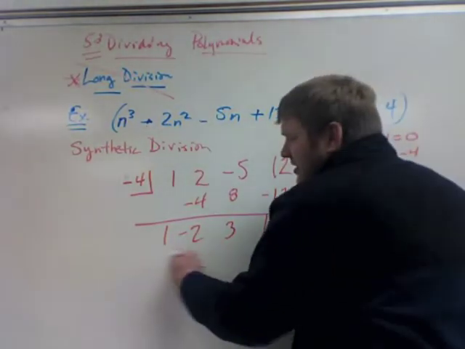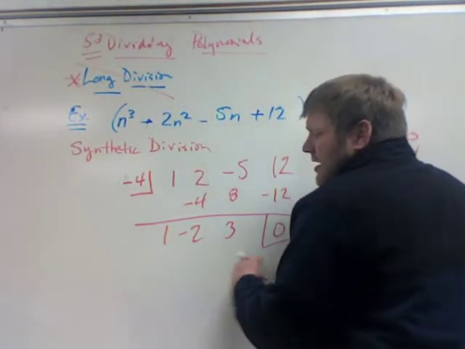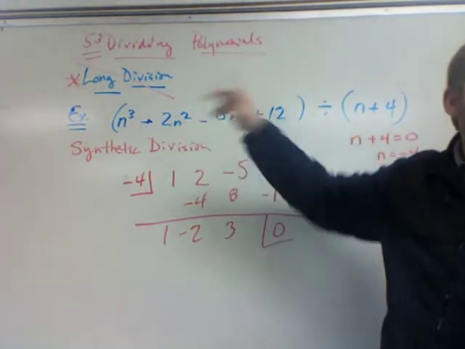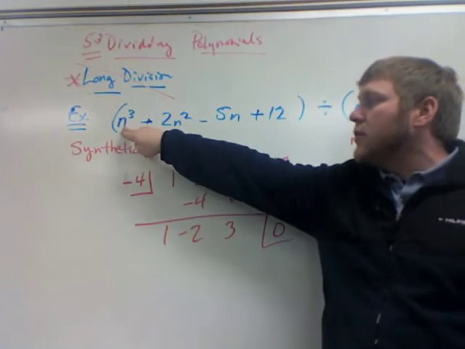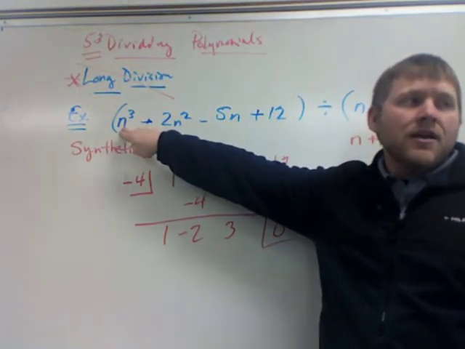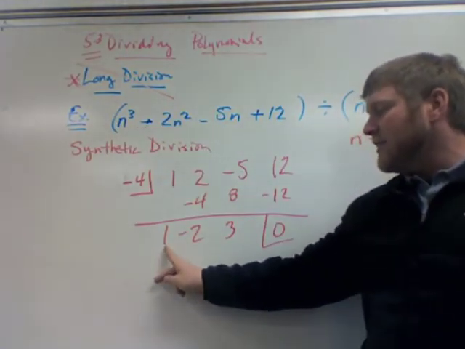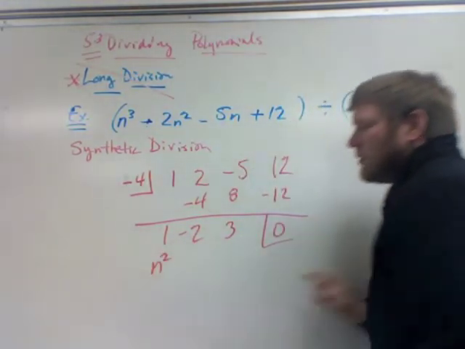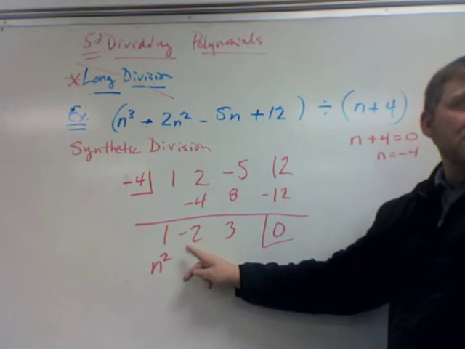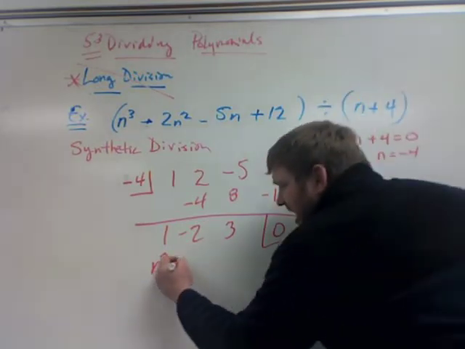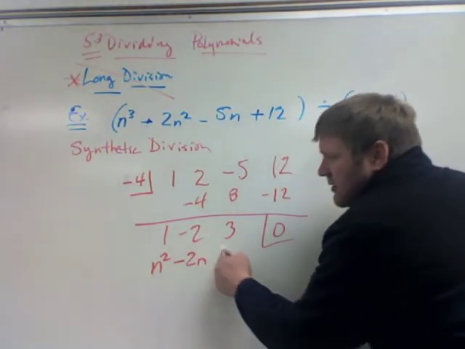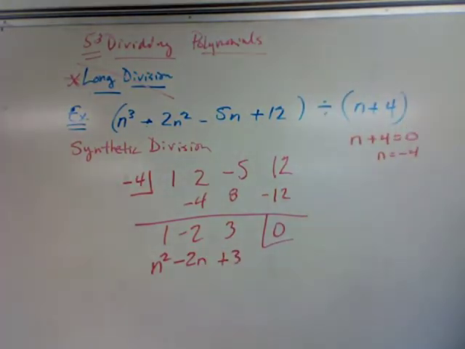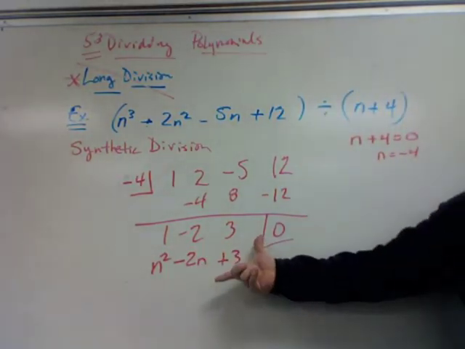Now, what do these values stand for? These are the coefficients of the polynomial one degree less than what you started with. We started with degree 3, so this means 1n squared, then the coefficient of the next term down, -2n, plus 3. Notice that? It's the exact same answer we got before, wasn't it?